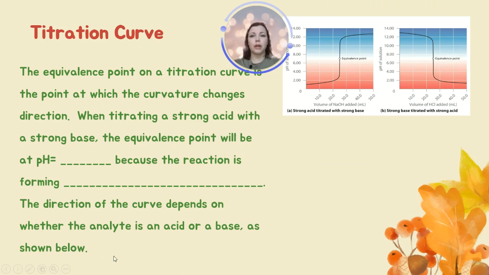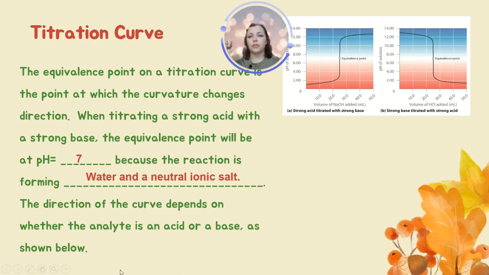So the equivalence point on a titration curve is where it changes direction. And when you're titrating a strong acid with a strong base, that equivalence point will be at pH equal to 7, because the reaction is forming water and a neutral ionic salt. And we're going to get more into that in a couple of topics from now. I'm still in Unit 7. Beg your pardon, Unit 4.